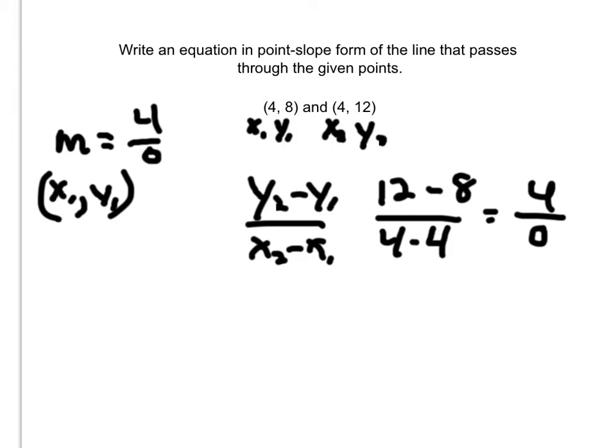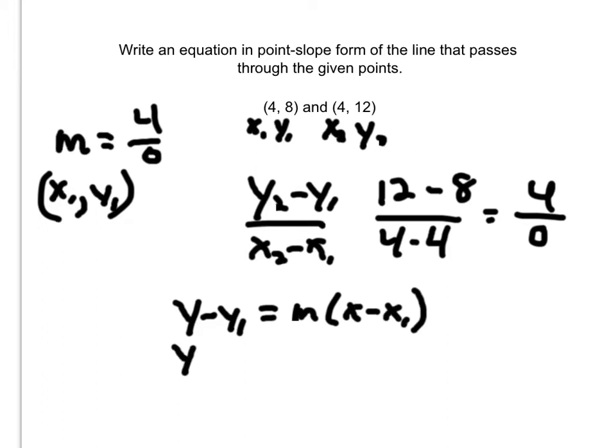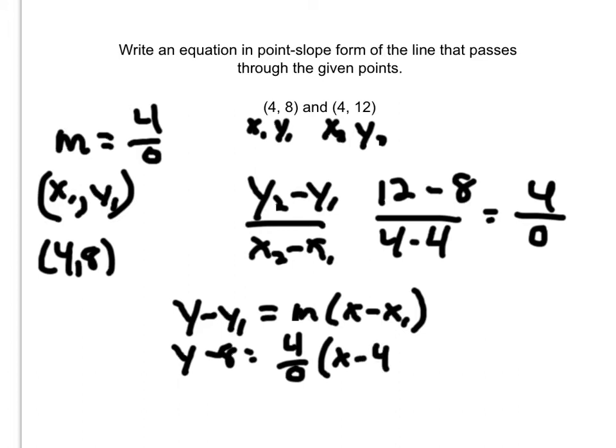Okay? Well, let's plug it in now. Let's pick one of the points to plug into point slope form. So we're going to do y minus y1 equals m times x minus x1. And we'll just use the first point that we have right here to plug in. So it's y minus 8 equals, my slope was 4 over 0, times x minus 4.